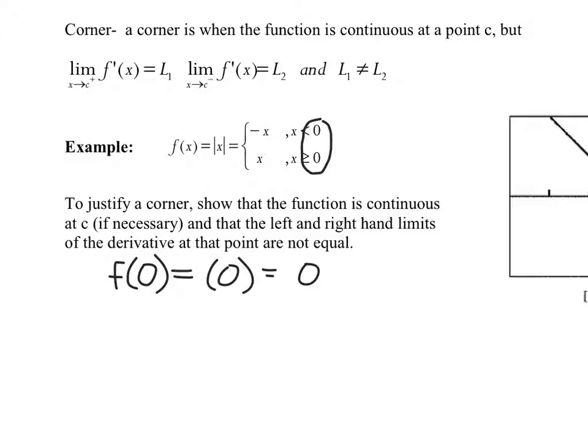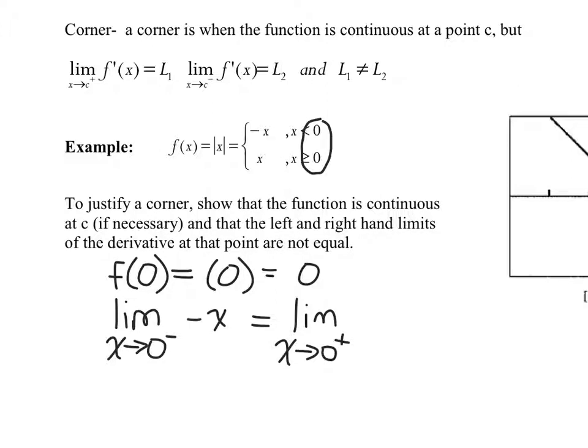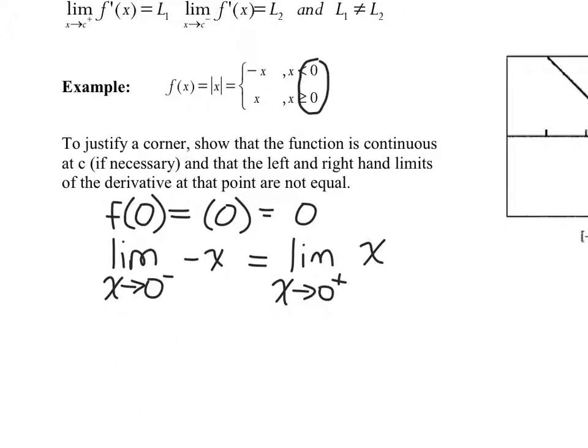Now I need to know if the limits are approaching that same location. So the limit as x approaches 0 of negative x, that would be from the left, is going to have to be the same as the limit as x approaches 0 from the right of the right piece of this piecewise function, which is just x. In both cases we get 0. So these two zeros are equal. They all have to be equal in order for the function to be continuous. Therefore, f of x is continuous everywhere, or everywhere continuous if you want to speak like a textbook.